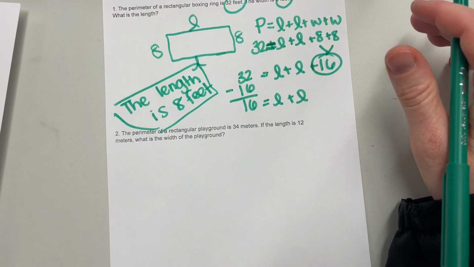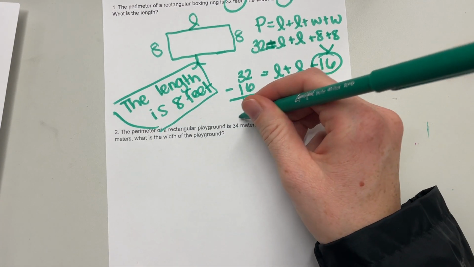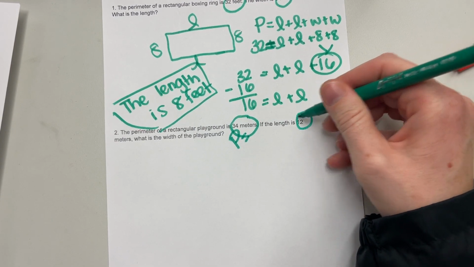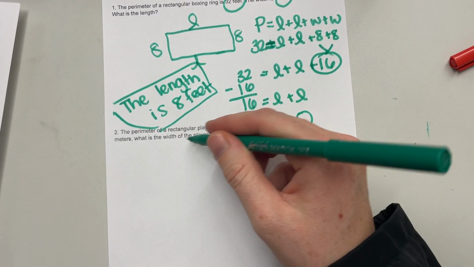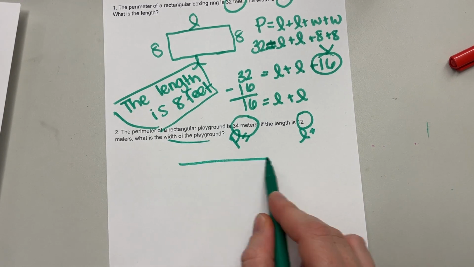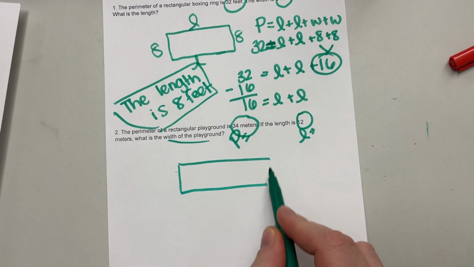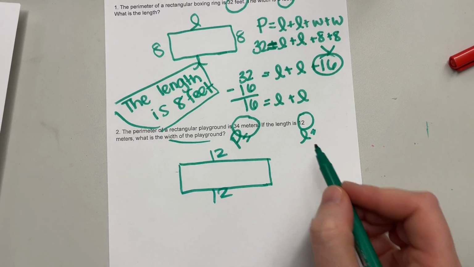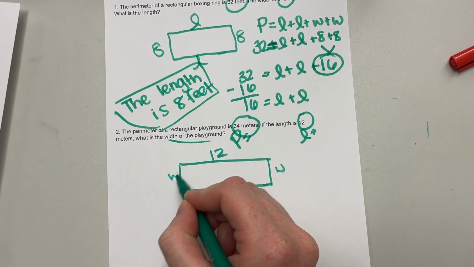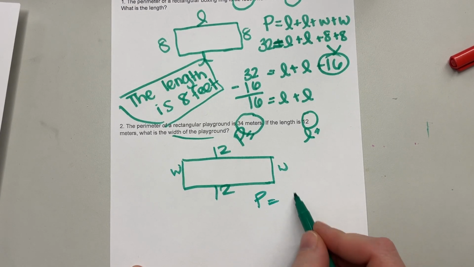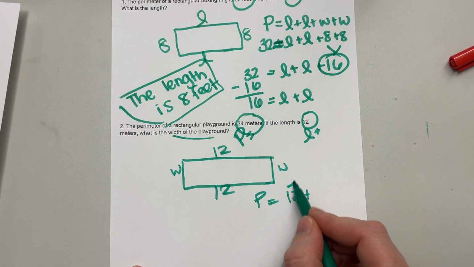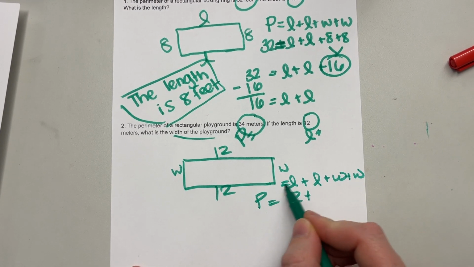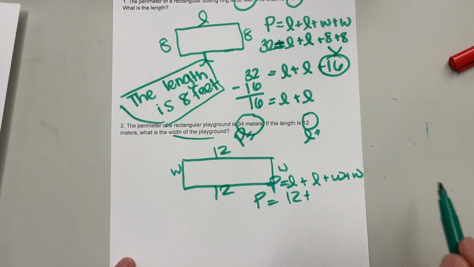Okay, the perimeter of a rectangular playground is 34 meters. That's P. The length is 12 meters. That's L. What is the width of the playground? So I'm going to draw my picture. Length is 12. Now I need to write my formula. P equals L plus L plus W plus W. Sorry, I was getting too excited and already plugging in the information.